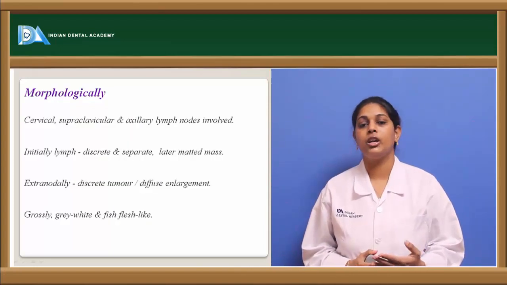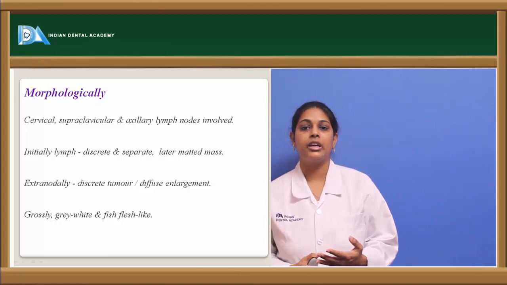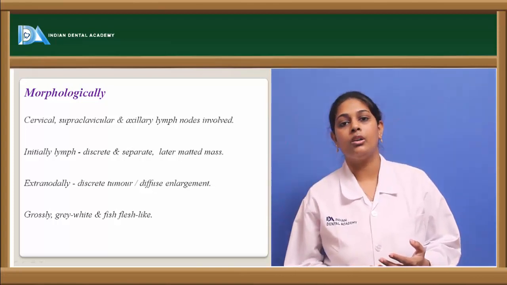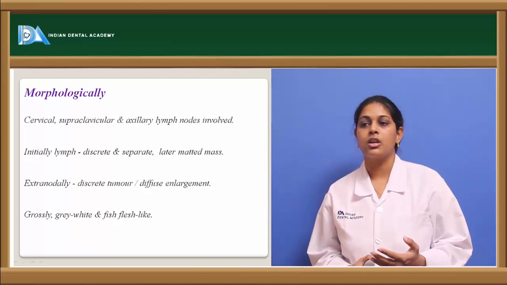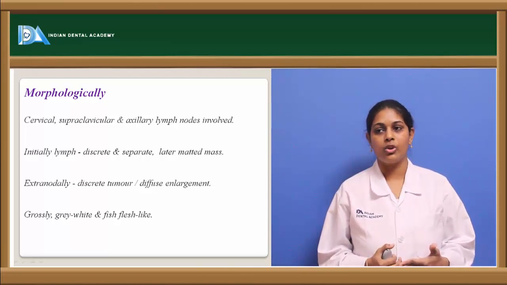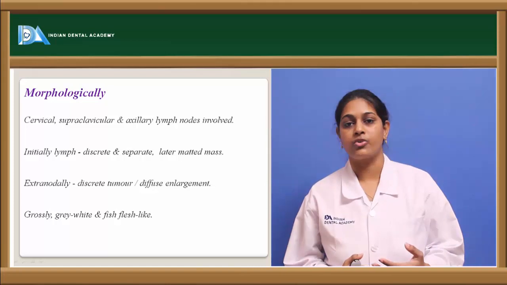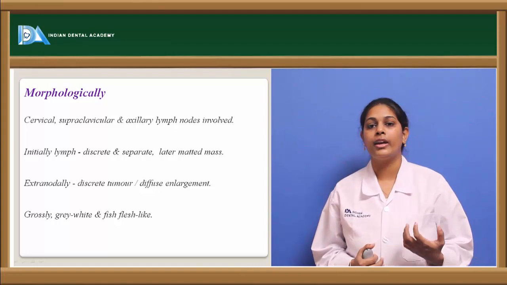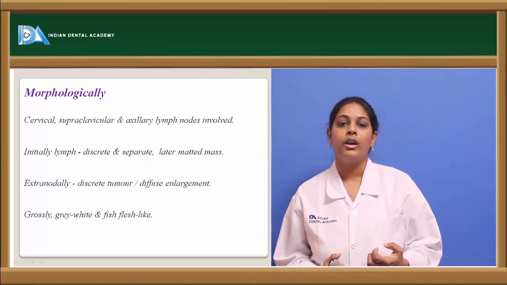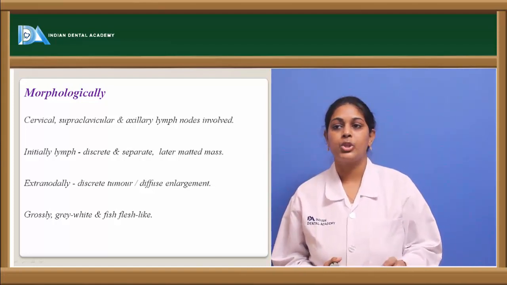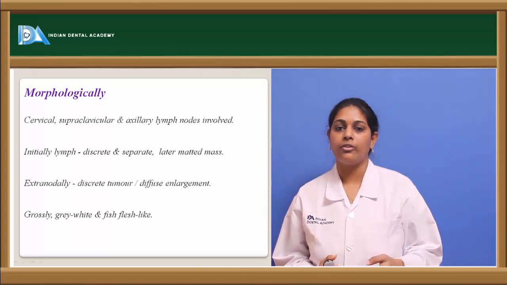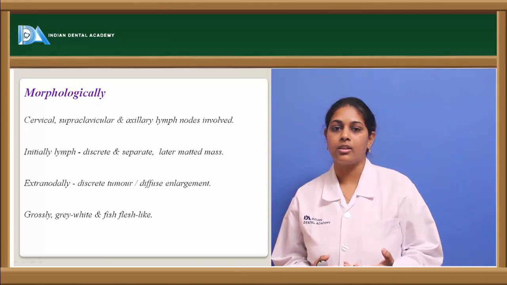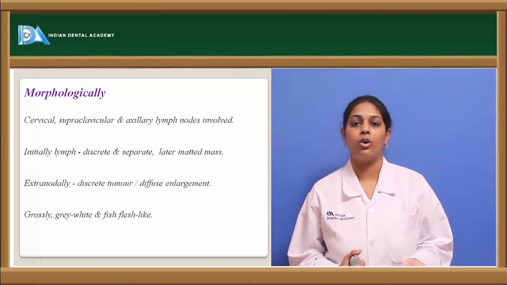Coming to what we observe clinically in a patient with Hodgkin's lymphoma, the most commonly involved lymph nodes are the cervical lymph nodes, then the supraclavicular lymph nodes, and then the axillary lymph nodes, from the neck towards the clavicle and then towards the axilla. These are the lymph nodes most commonly affected. Other than that, it also involves extranodal sites, that is, areas other than lymph nodes.